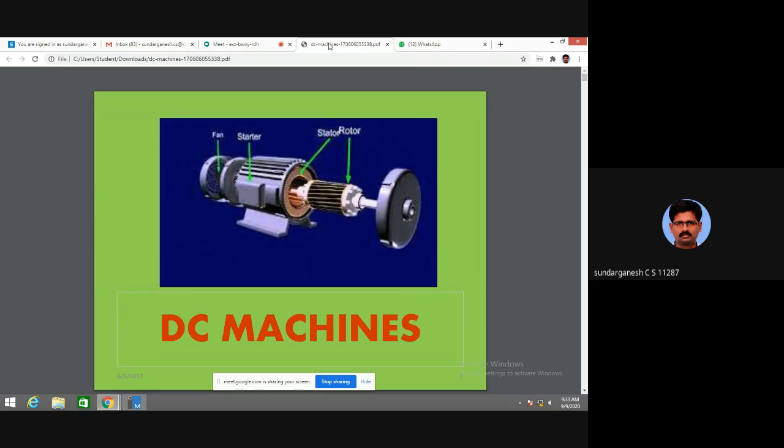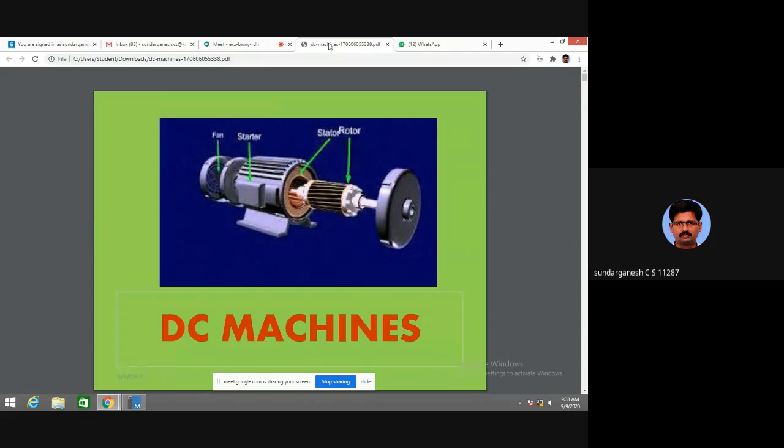So in DC machines, you have two main components. One is motor, another one is generator. Motor means you have to give electrical input, electrical energy. So it converts the electrical energy into mechanical energy. For a generator, you have to give mechanical energy as input, and some electromagnet or permanent magnet will be there. So it will produce electrical energy. So the input is mechanical energy, the output is electrical energy for generators.